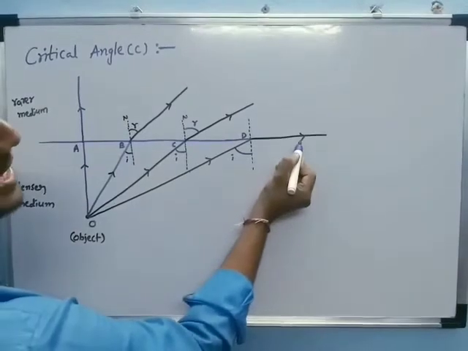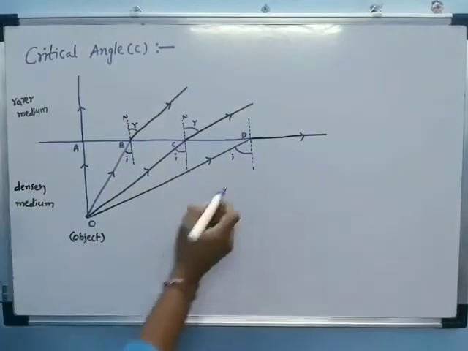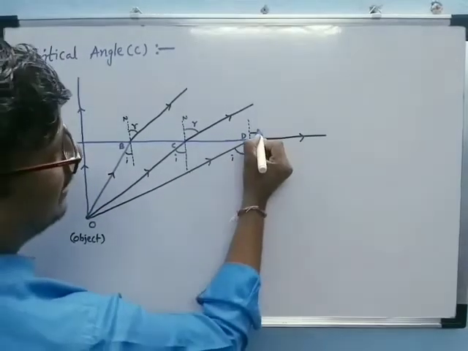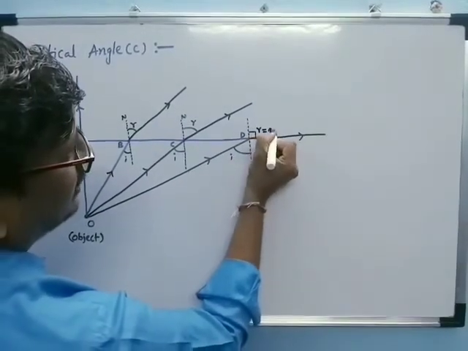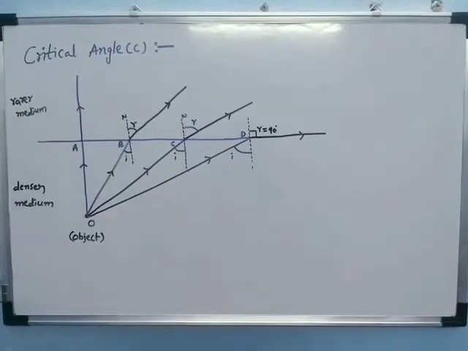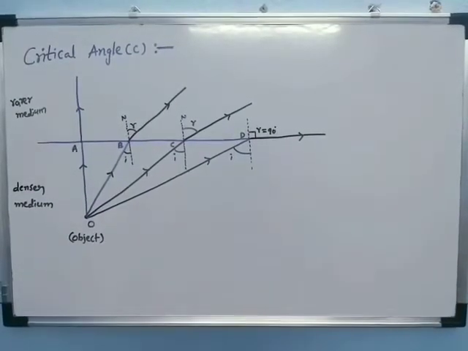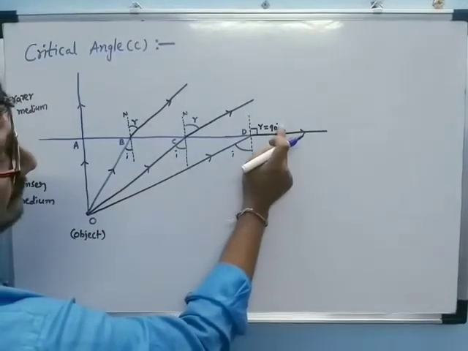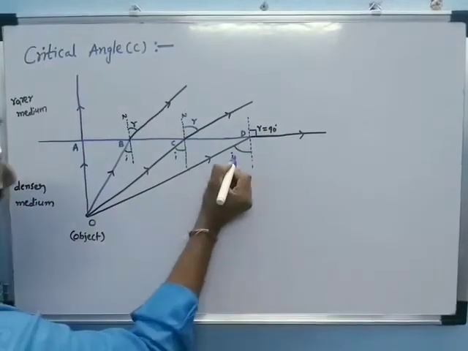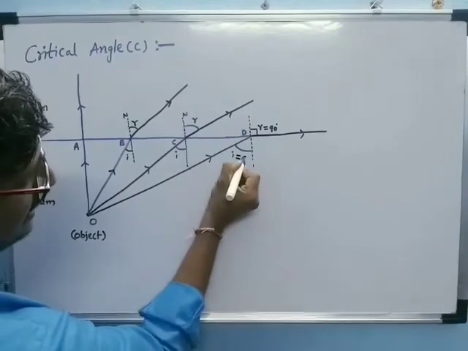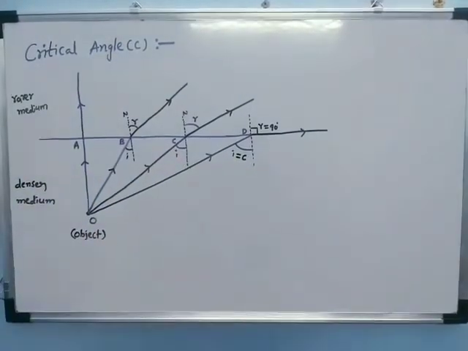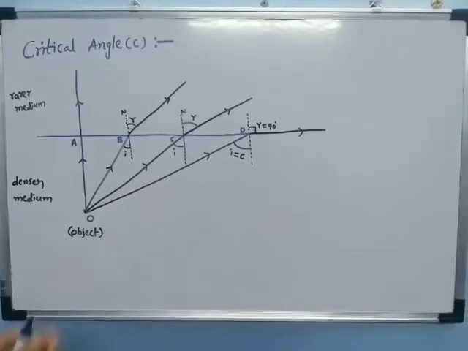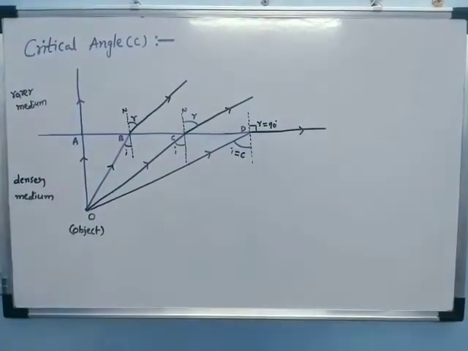This is called grazing. This angle is perpendicular to the normal, so the angle of refraction r is equal to 90 degrees. When the angle of refraction becomes 90 degrees, that angle of incidence is called the critical angle.